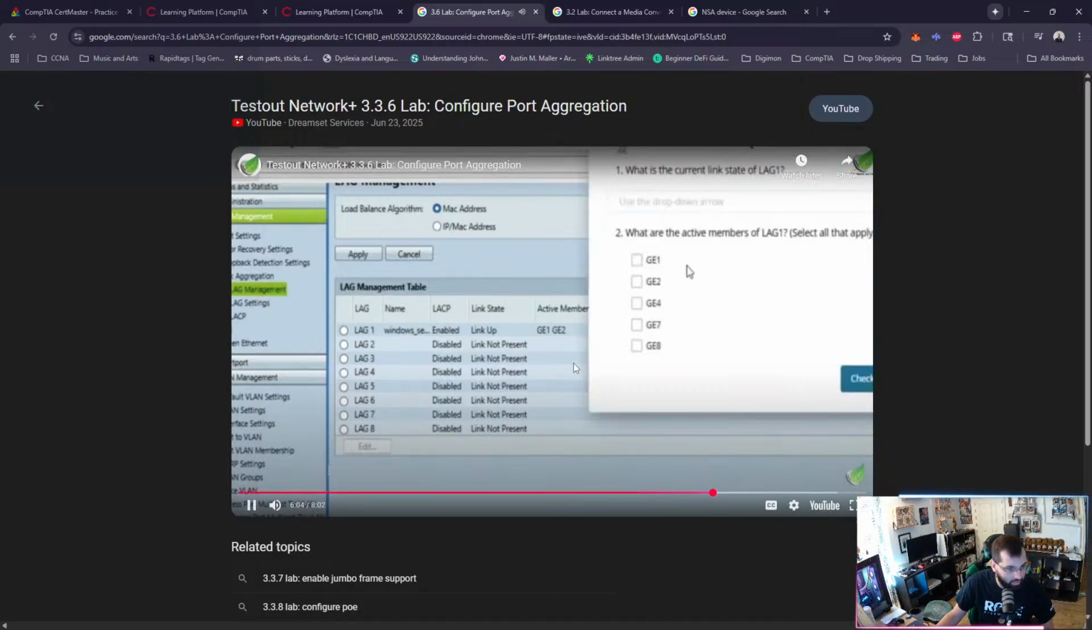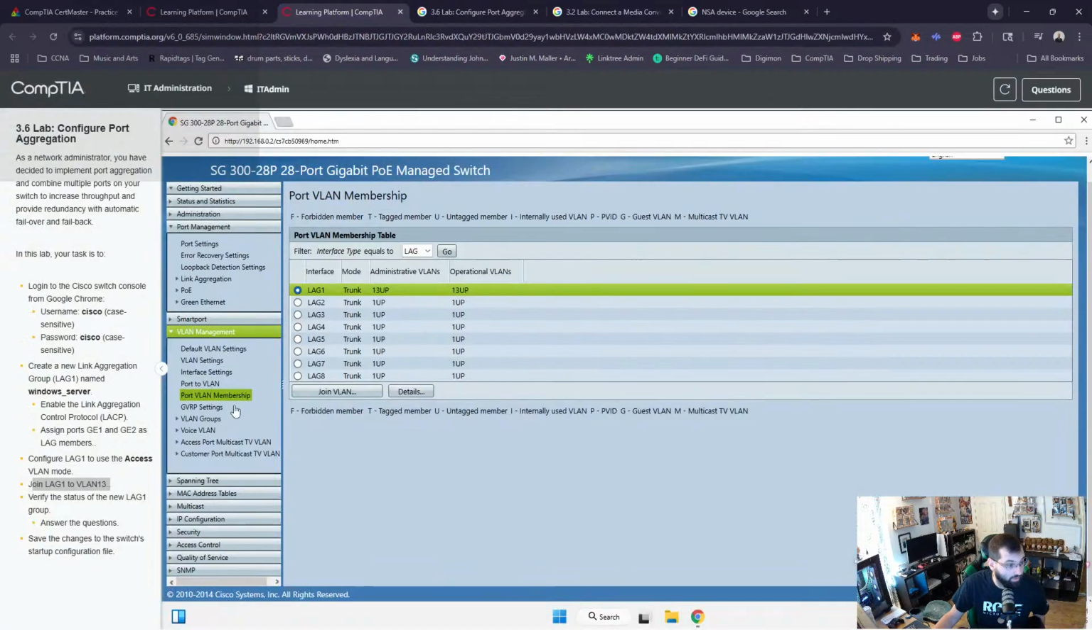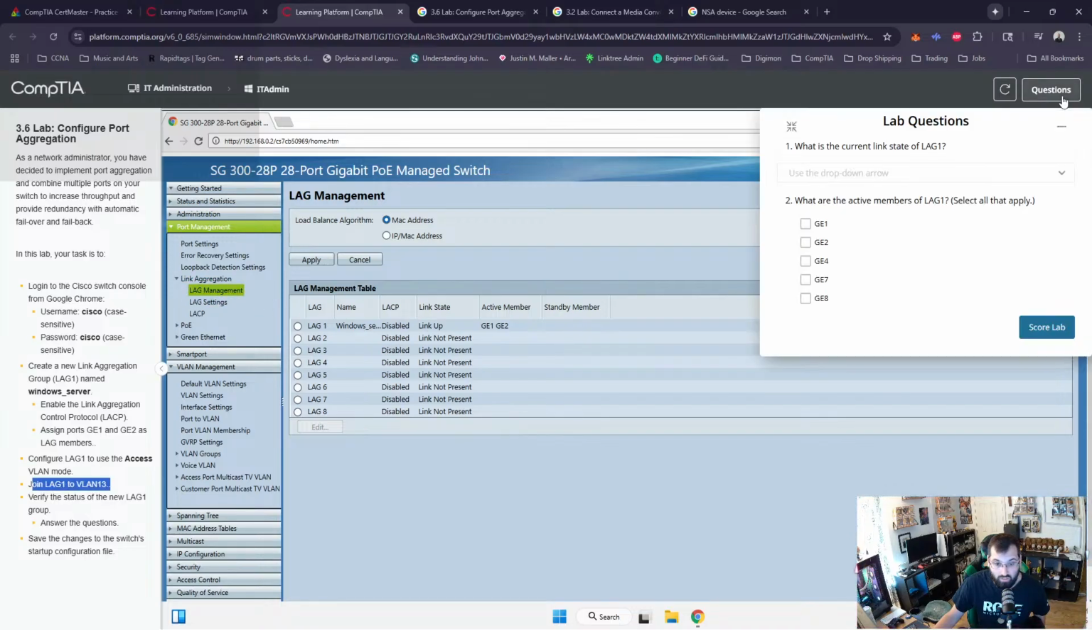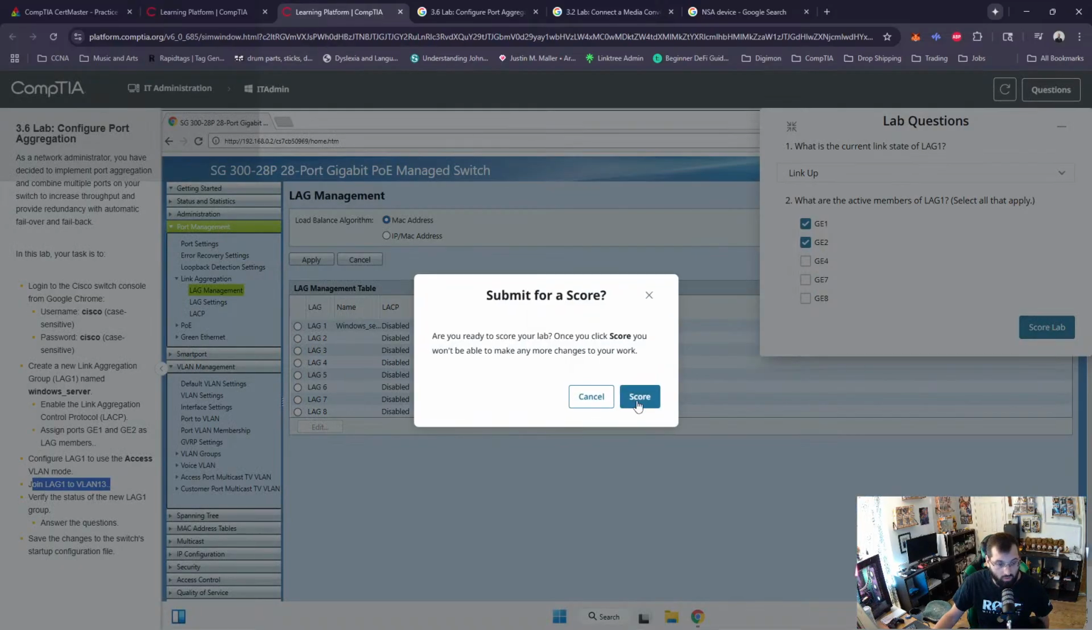Lag manage. Yeah. How are we gonna verify? Okay, so we need to go to lag management and verify that the link is up. That makes sense. The link is up. So let's answer the questions. Is the current link state of lag 1 up? Yes. What are the active members of lag 1? These.